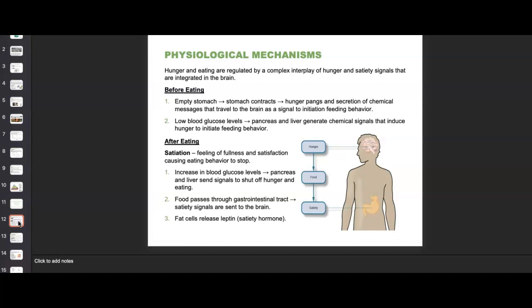Then after eating, you experience cessation, a feeling of fullness and satisfaction causing eating behavior to stop. This involves an increase in blood glucose levels, which allows the pancreas and liver to send signals to shut off hunger and eating. Food passes through the gastrointestinal tract, and satiety signals are sent to the brain. Fat cells release leptin, which is also a cessation hormone.